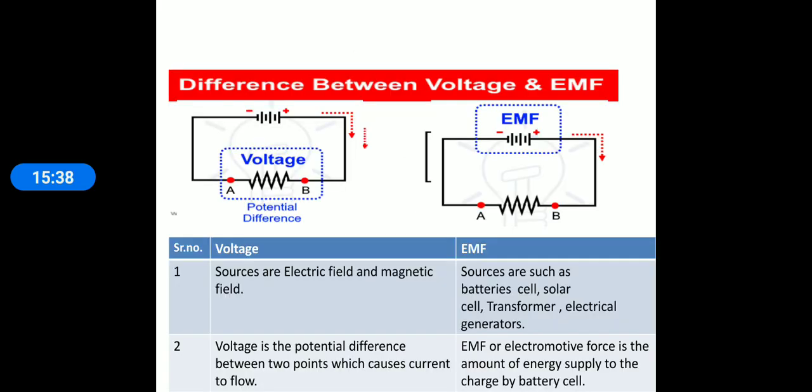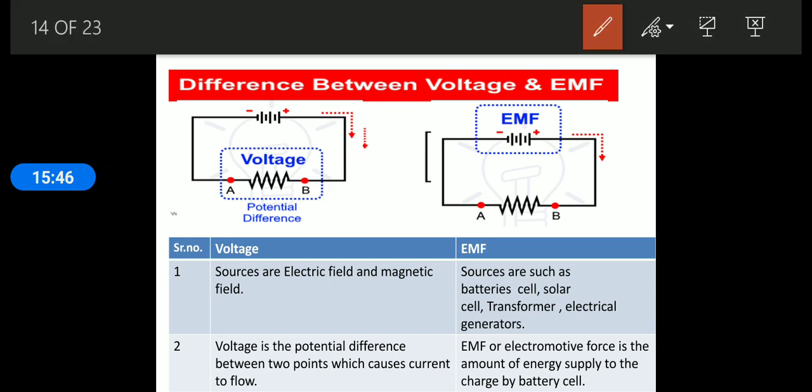Then what is the difference between the voltage and EMF? Then this is the voltage and this is the EMF. The sources of EMF are battery cell, solar cell, transformer, electrical generator. The sources of voltage are electric field or magnetic field.